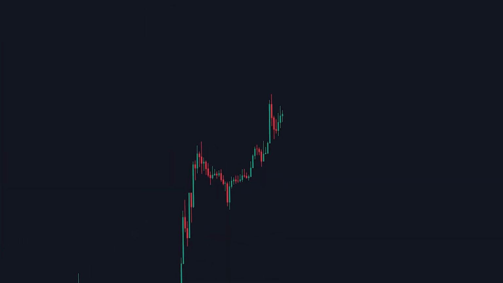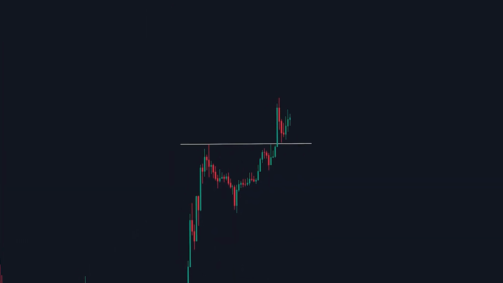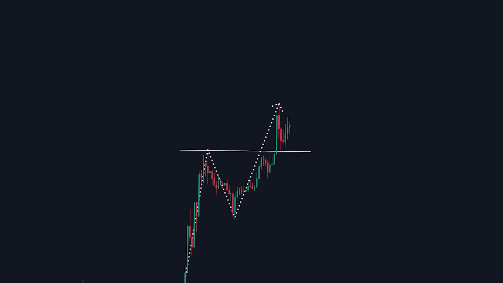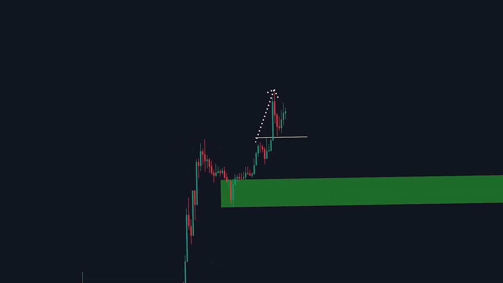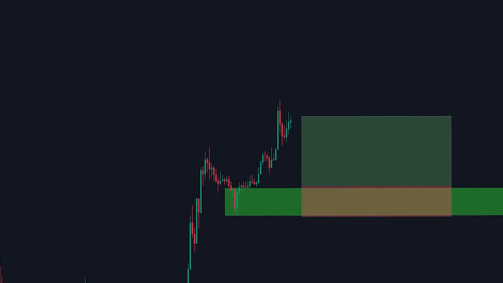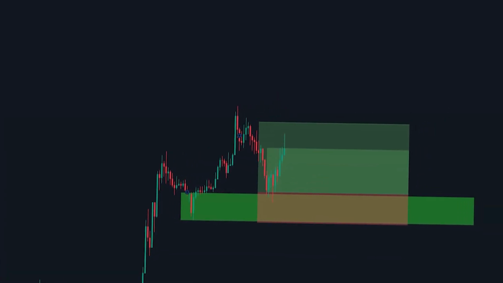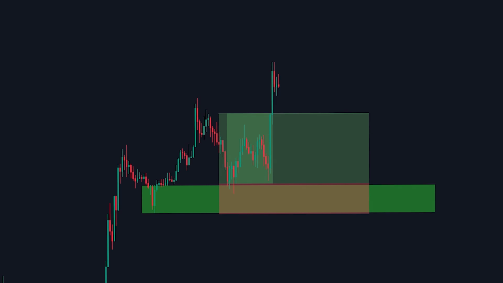Another example. We can see a strong uptrend. We mark our structural highs and identify the structural zone. Then we place a limit order, set our take profit and stop loss. Once again, we secure a profit.